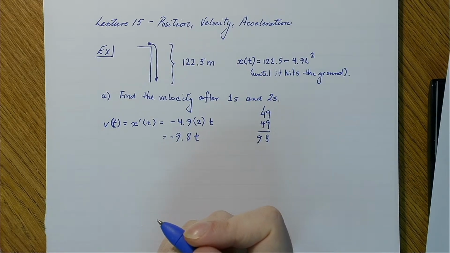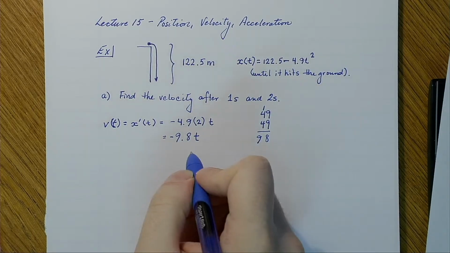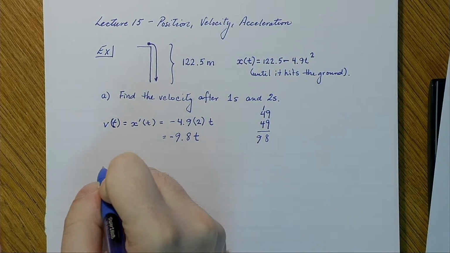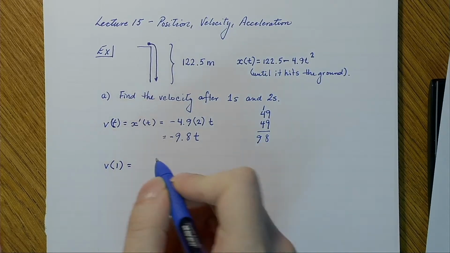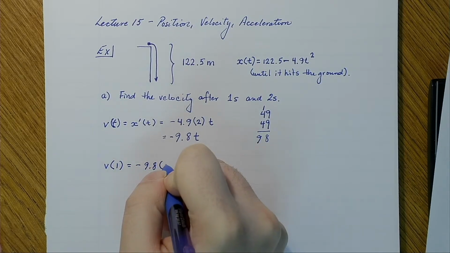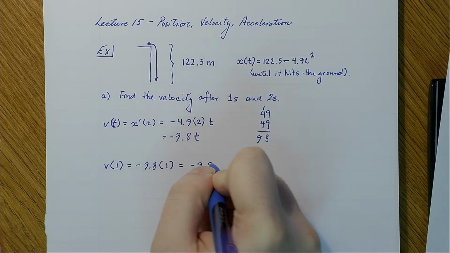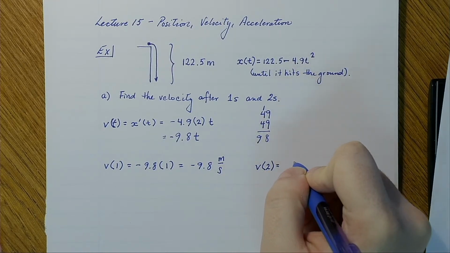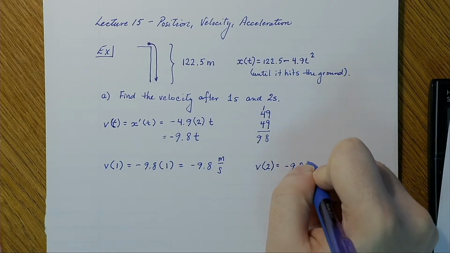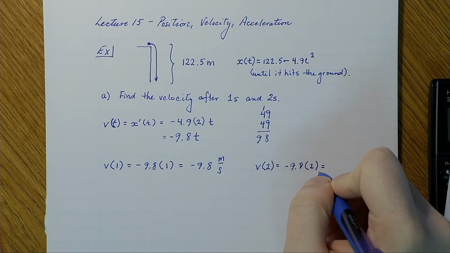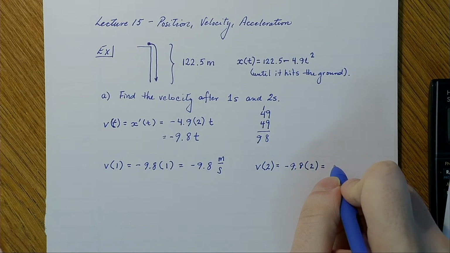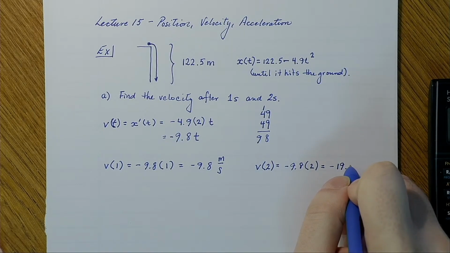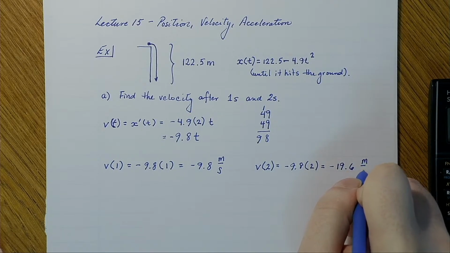And what else can we do? So that's the velocity. Oh, yes. We're supposed to now find what the velocity was at 1 and 2 seconds. So substituting in our values, here's 1. So it's minus 9.8 times 1, 9.8 meters per second. And the velocity at 2 is 9.8 times 2. So 98 is 196. So 19.6 meters per second.